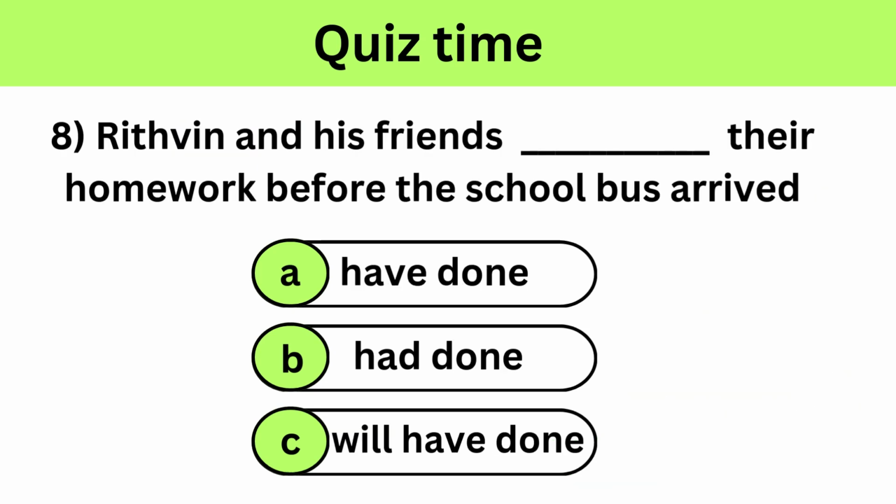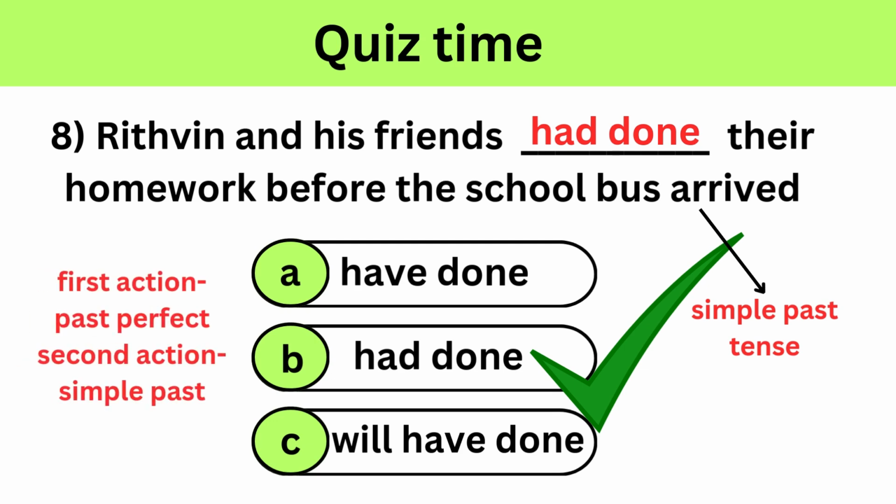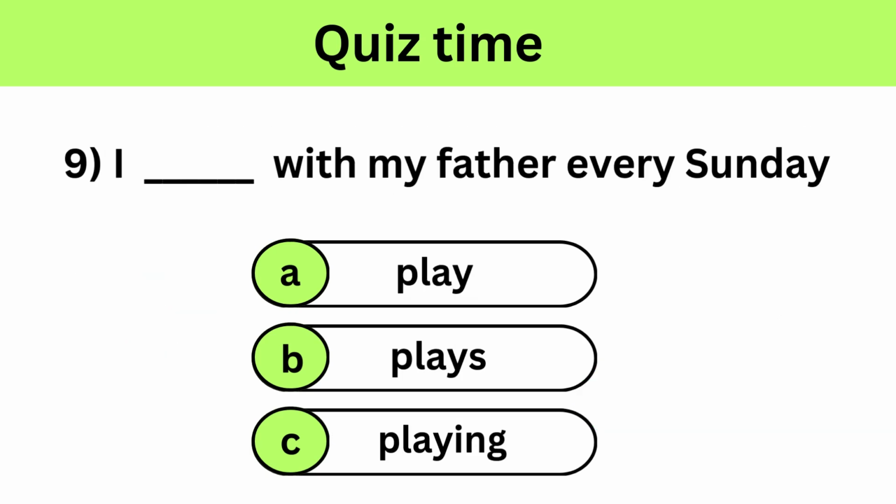Question number 8. Ritwin and his friends dash their homework before the school bus arrived. Option B: had done. Ritwin and his friends had done their homework before the school bus arrived. Here we use "had done" because the second action, the school bus arrived, is in the simple past tense, so we use the past perfect tense "had done" for the first action to indicate it was completed before the second action. Question number 9. I dash with my father every Sunday.